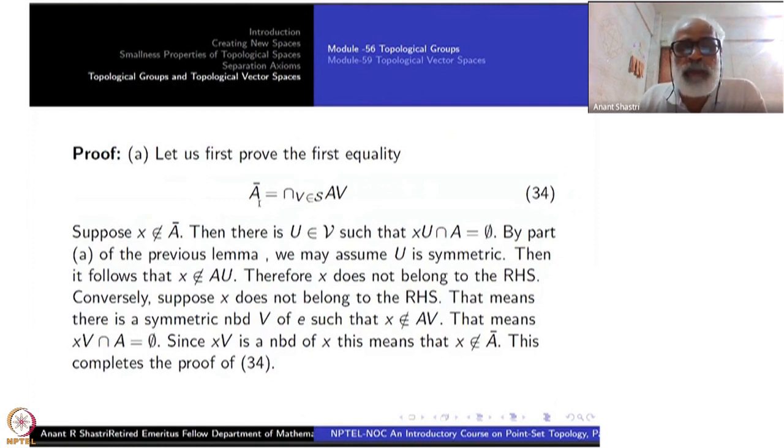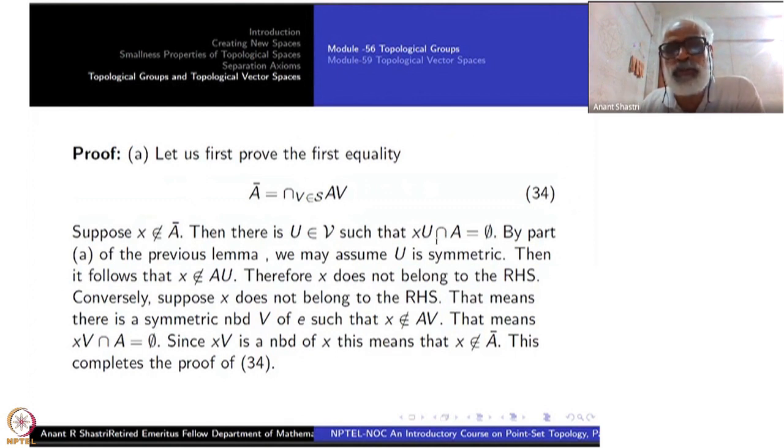So not in A bar means not on the right hand side. And again, not here means not here. That's what I want to do. So suppose X is not in A bar. Then there is a U inside V. What is V? Neighborhoods of the identity element. Such that X times U intersection A is empty.